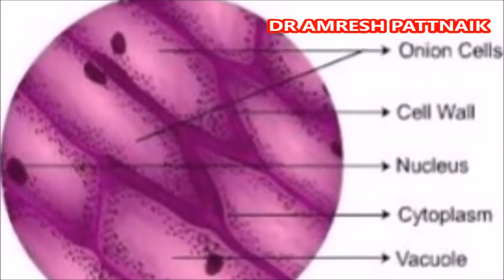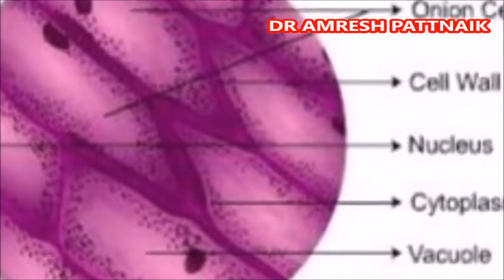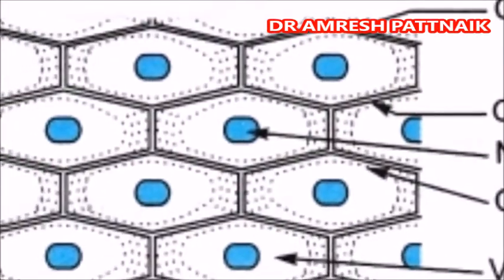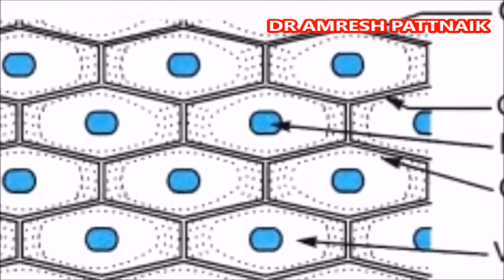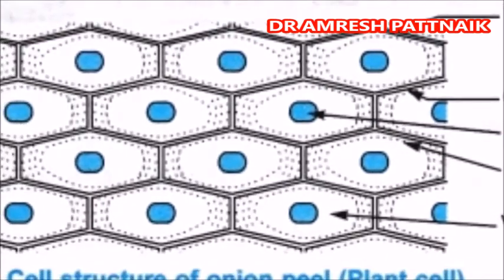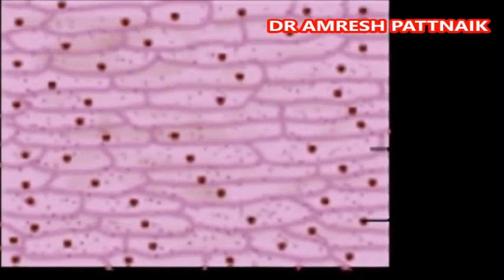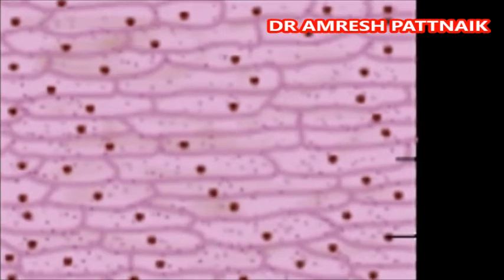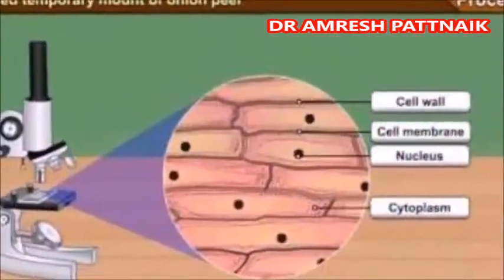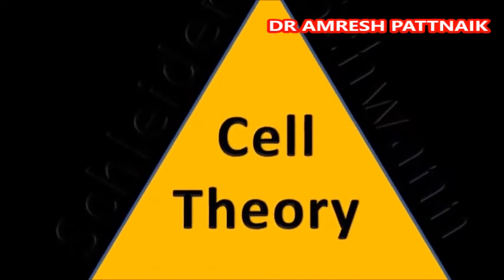If we take an onion peel, we find the onion cell with cell wall, nucleus, cytoplasm and vacuole. Under the microscope, we observe these chambers and the centrally located nucleus. If we look at a microscopic picture, we find a structure containing cell wall, cell membrane, nucleus and cytoplasm.